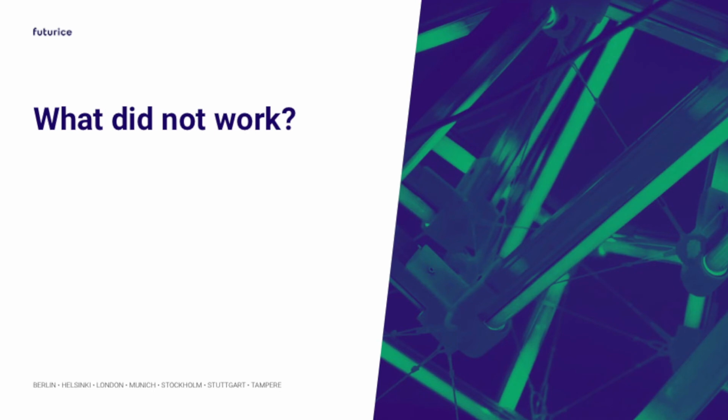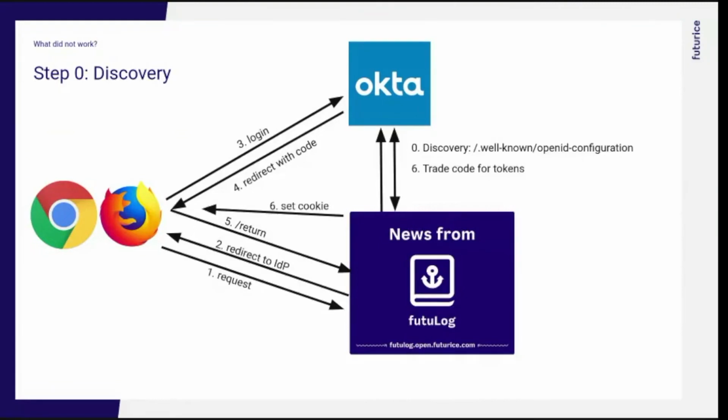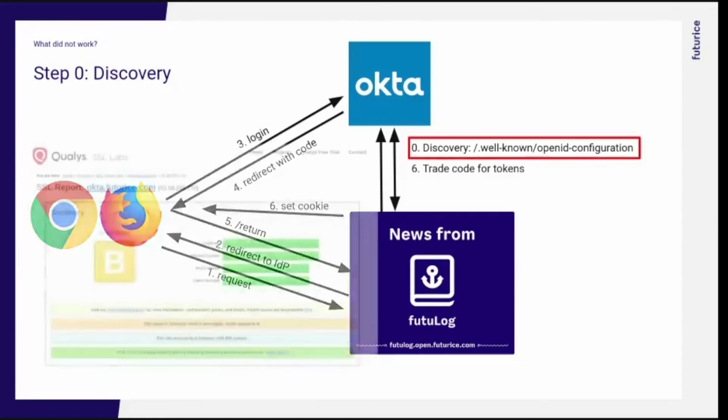So now what did not work? Because of course it didn't. Step 0, discovery. This was the first thing. Before startup, before doing any of this, I want to get the discovery document and check what is supported by the identity provider. Keycloak and Okta both support this, so that's not the issue. The issue was this here.